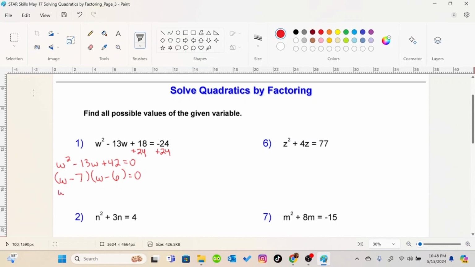Now we take the first factor, w minus 7, and set it equal to 0. Then we add 7 on both sides, and we get the first answer, w equals 7. Then we take the second factor, w minus 6, set it equal to 0, add 6 to both sides, and we get our second answer, w equals 6.